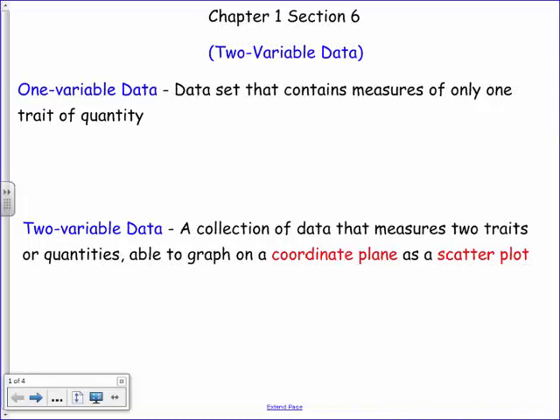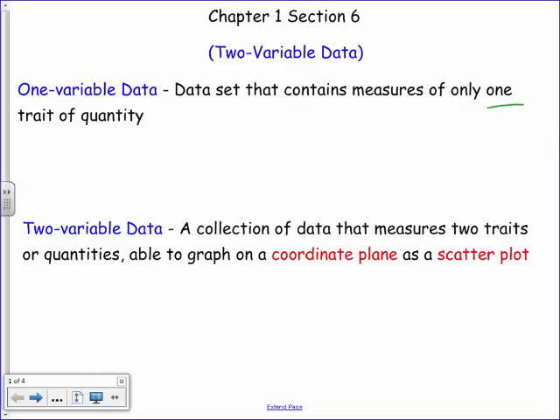Hopefully if you noticed, almost everything in this chapter has been something you've previously done in your math courses. So we're really just reviewing it and building on it just a little bit. Well, section 6, we're starting to talk with 2 variable data. So all the first 5 sections deal with 1 variable data, right? We're just looking at 1 statistical piece of information, right? Contains measures of only 1 trait of quantity.